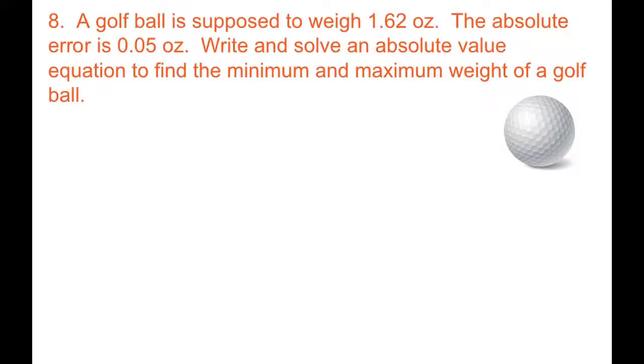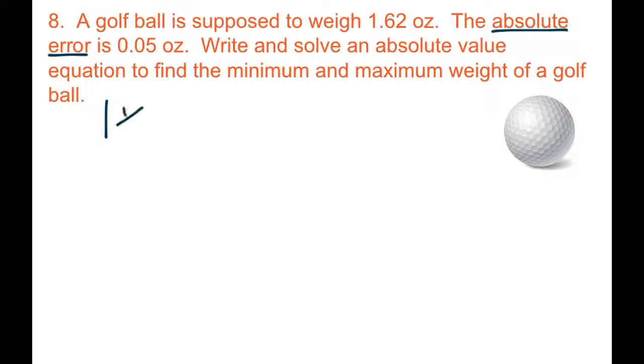Oh, now word problem. A golf ball is supposed to weigh 1.62 ounces. The absolute error is 0.05 ounces. Write and solve an absolute value equation to find the minimum and maximum weight of a golf ball. Alright, so these are absolute deviation problems. Okay, it's an absolute error. That's an absolute deviation problem.